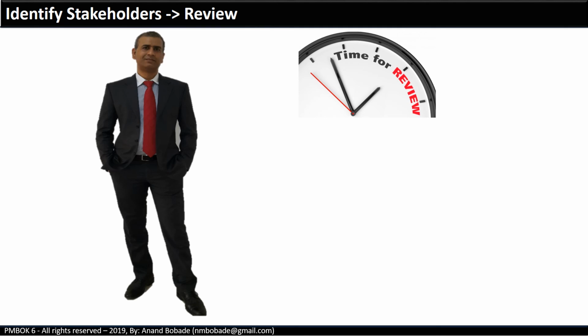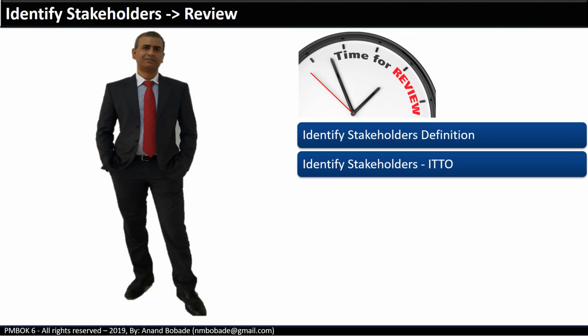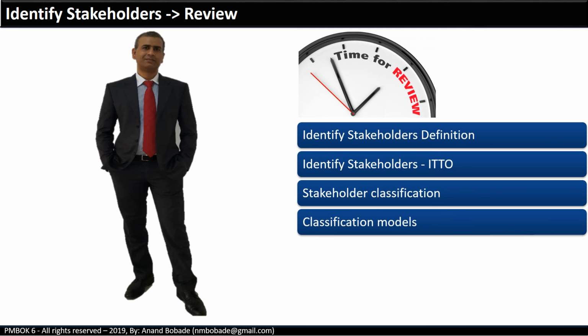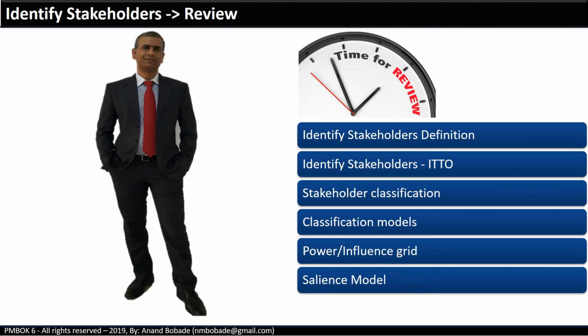Good job. Here we complete the identify stakeholders process. It's a long process with lots of inputs and tools and techniques, and of course the stakeholder register as one of the key outputs. Let's do a quick review. What did we learn in this session? We learned about the identify stakeholders process definition. We talked about various inputs, tools, techniques, and outputs. We talked about stakeholder classification, classification models, power influence grid, power impact grid, salience model, and finally the stakeholder register.